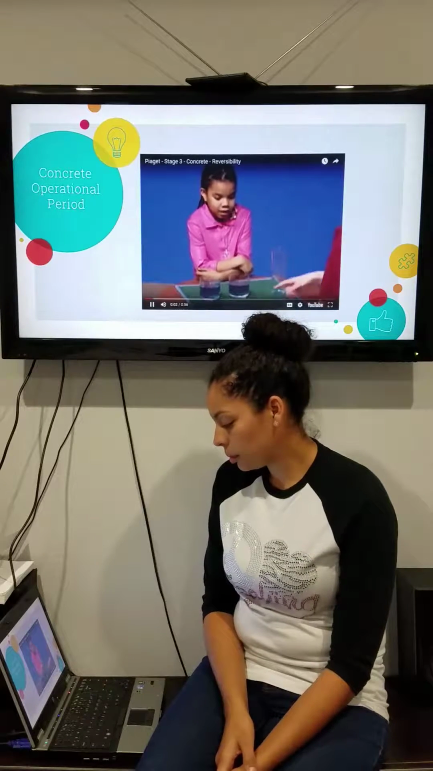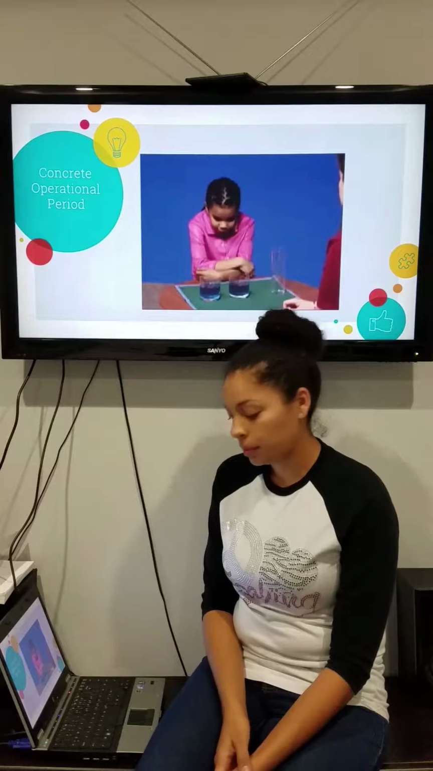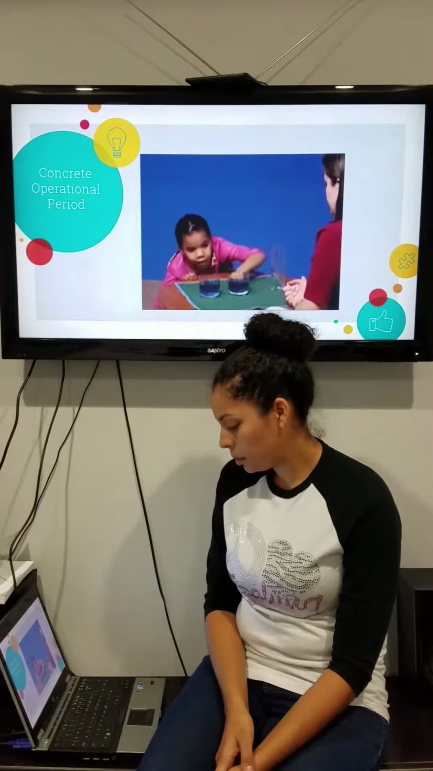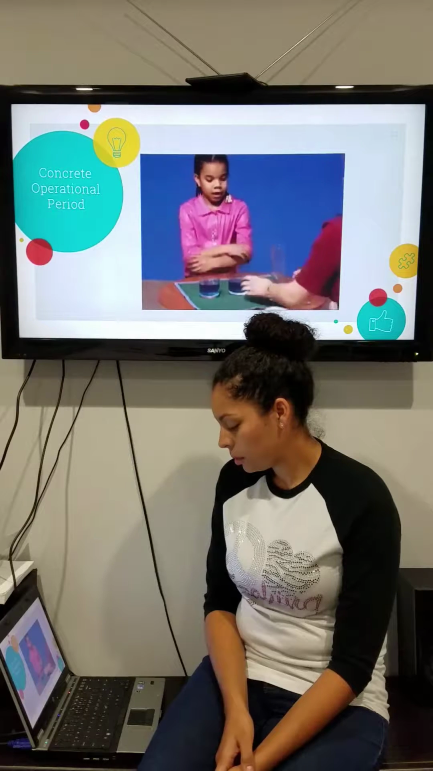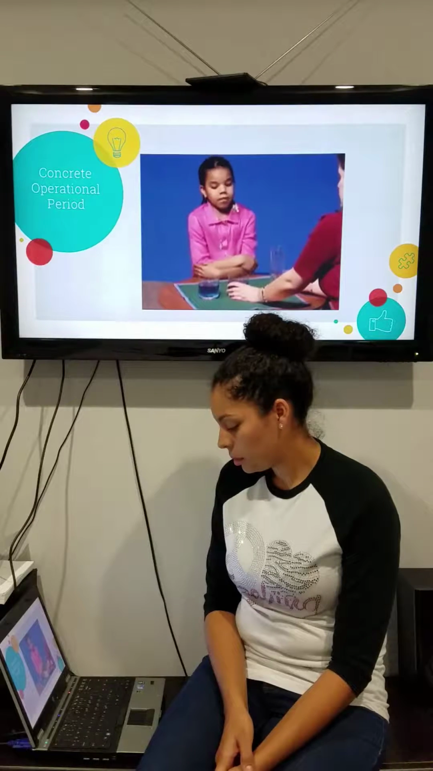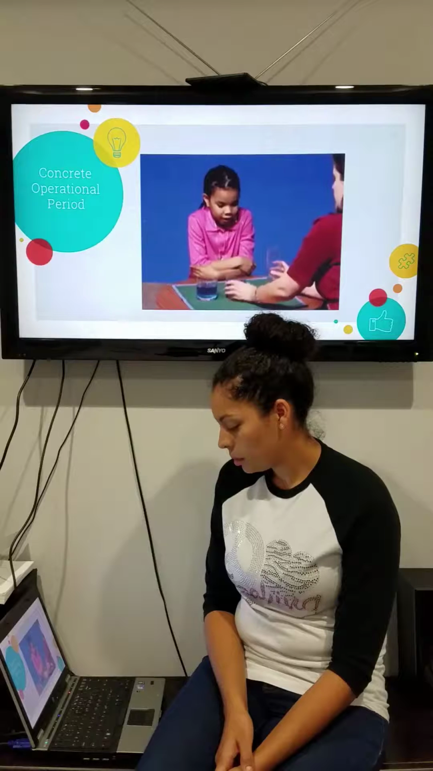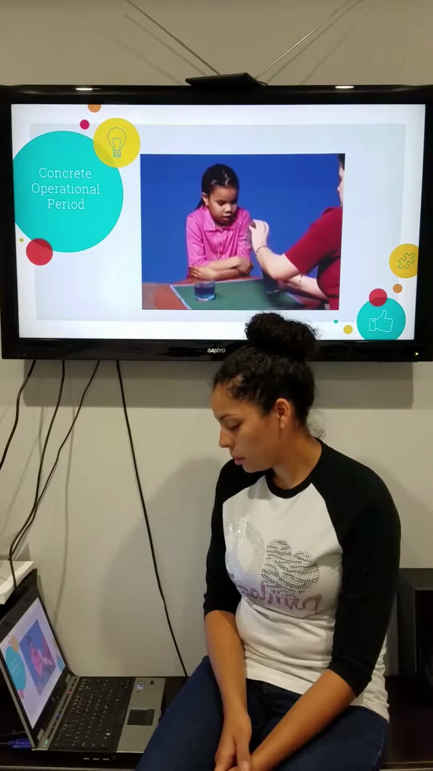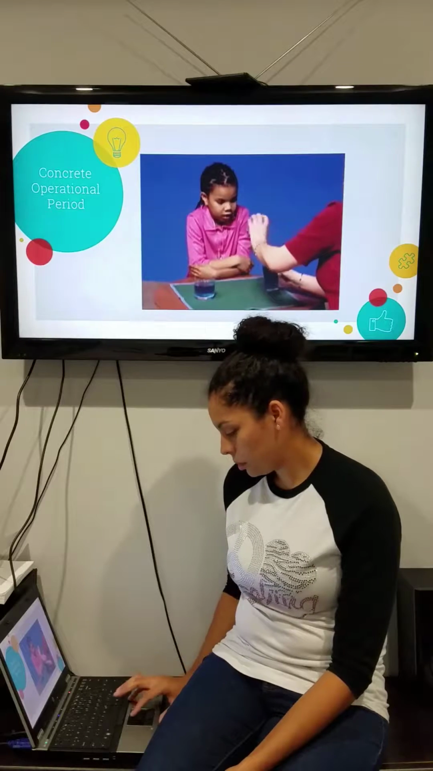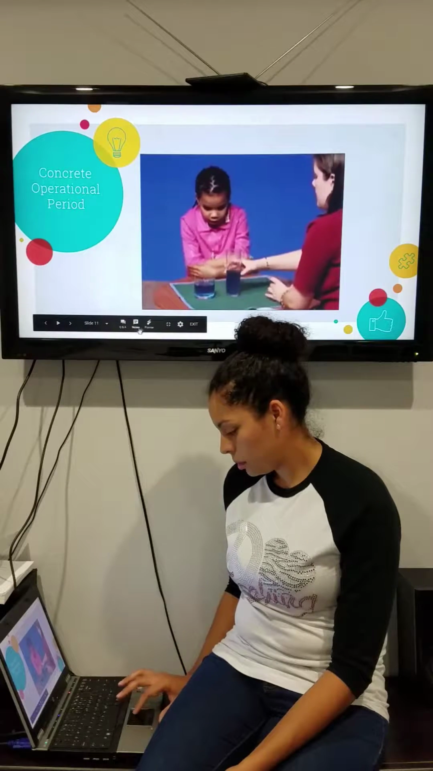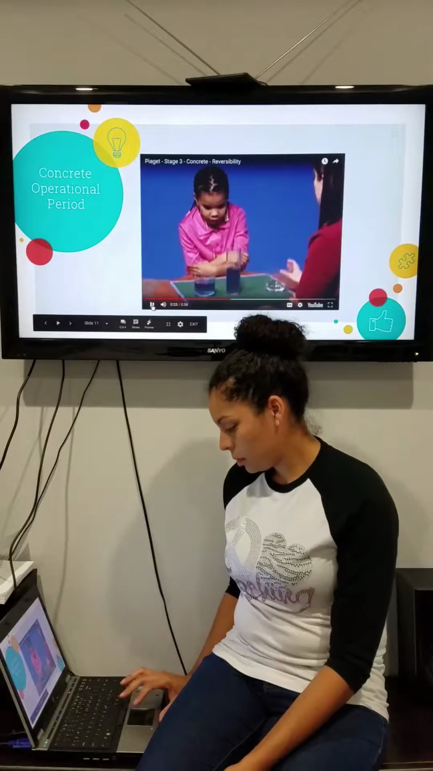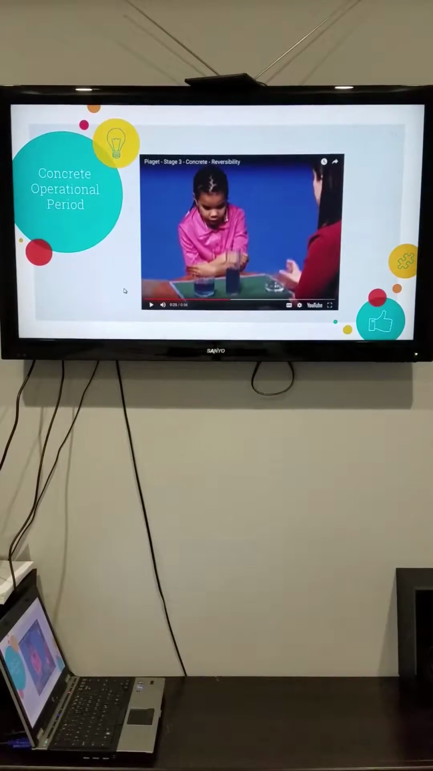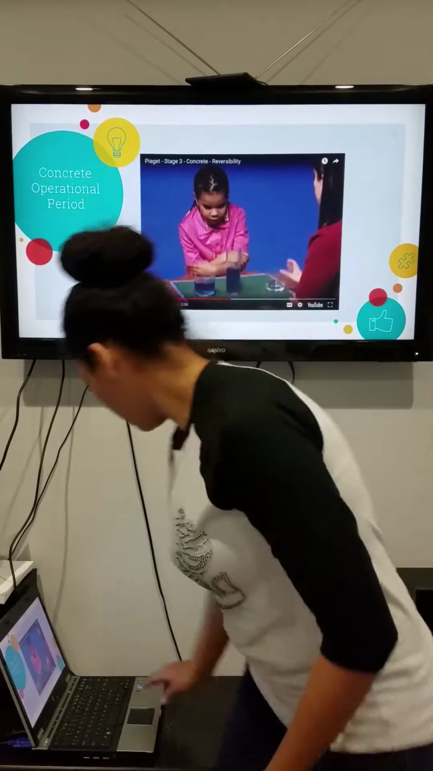So first we're going to look at these two cups right here. Do you think there's the same amount of juice in this glass as there is in that glass? There you go. Okay. So we're going to take the juice from this glass and pour it into this one right here. Okay, so now we're going to look at this glass and that one.